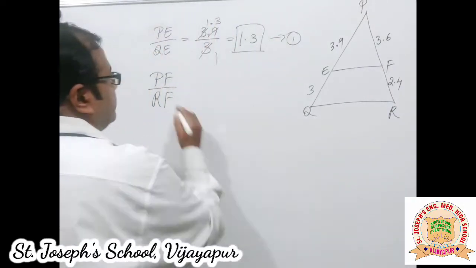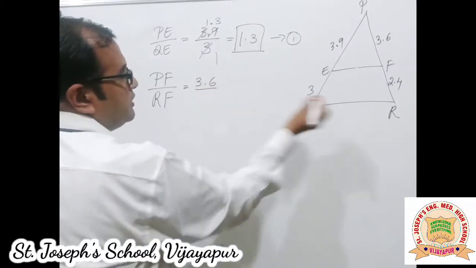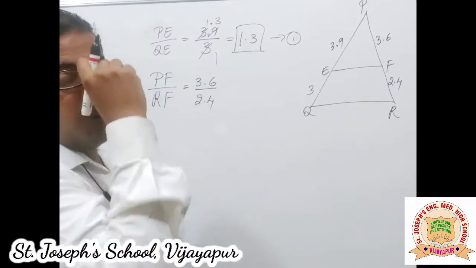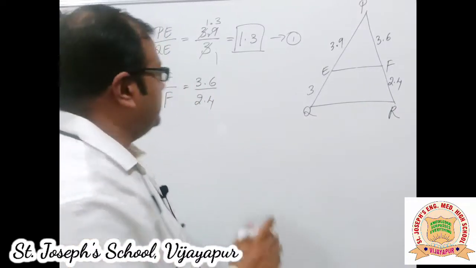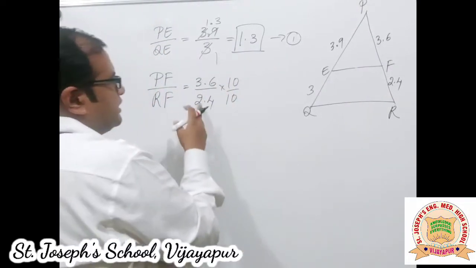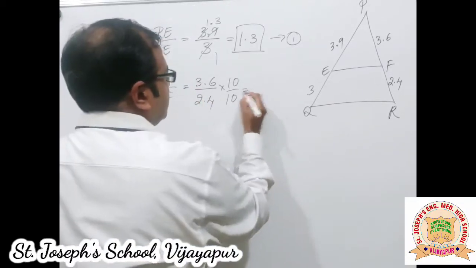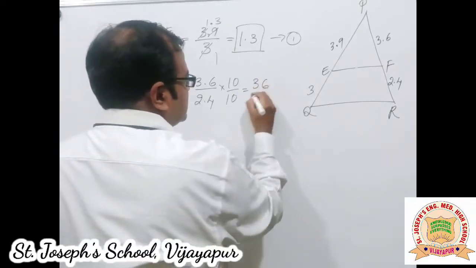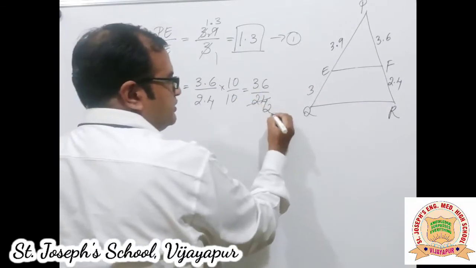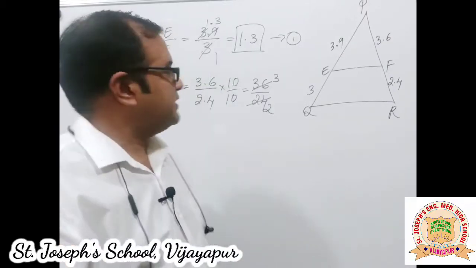Okay. Now PF, that is going to be 3.6 upon FR or RF, which is equal to 2.4. As I told, when both are decimals, the simplest method will be to multiply and divide by 10. That makes it easy. Directly also you can do with 2, no issues. 3.6 into 10 is 36 upon 2.4 into 10 is 24. Now it's easy.